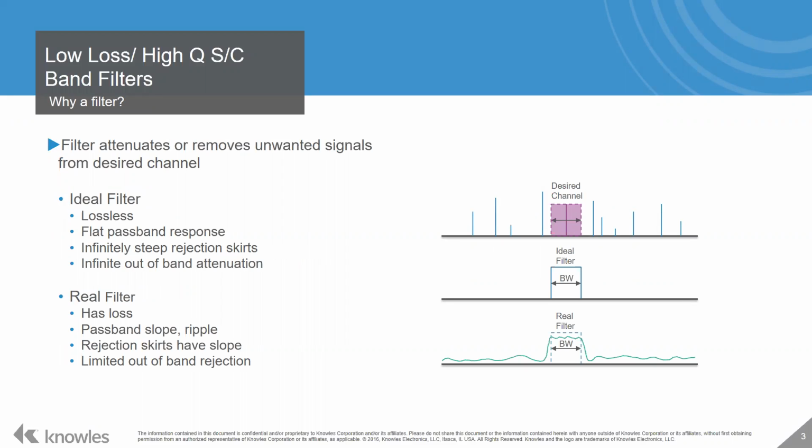So why a filter? A filter attenuates or removes unwanted signals from the desired channel. To the right, you can see on the top that I've shown the desired channel in the middle of that spectrum.